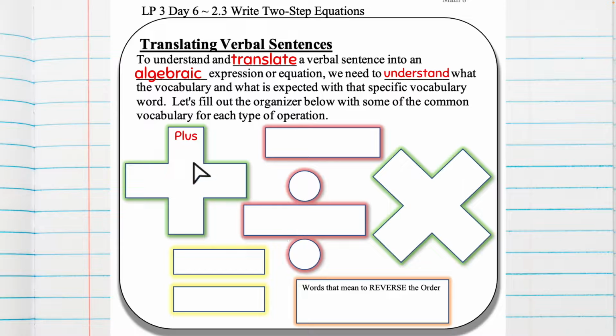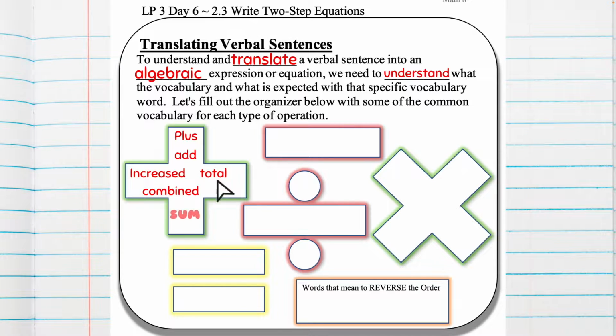So we're going to fill this in with our basic words. The first one, for addition: hopefully we know plus, add, or addition, because I've already said that a few times. Increased, you can also say increased by. Total. If I say, what is the total of these two numbers? I'm telling you to add. Combined. What is the combined amount, or even combined total? I've heard those together too.